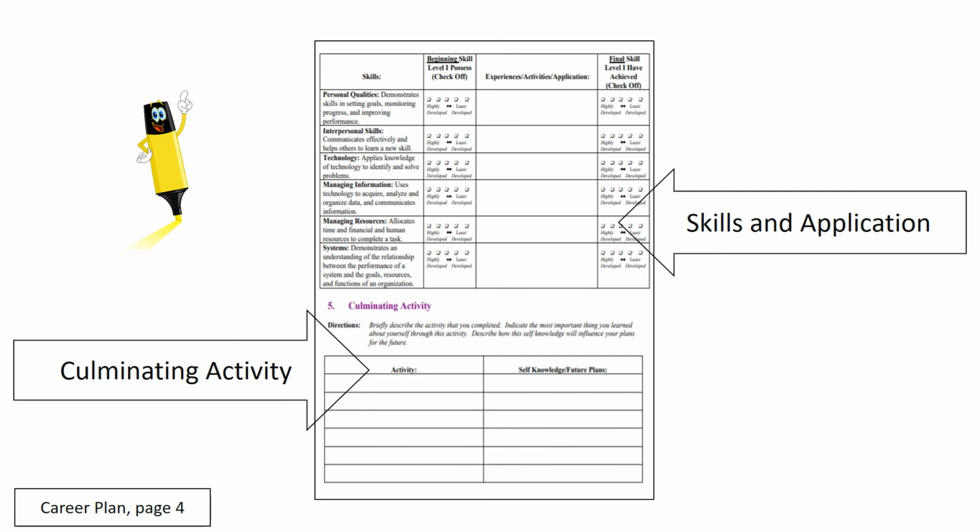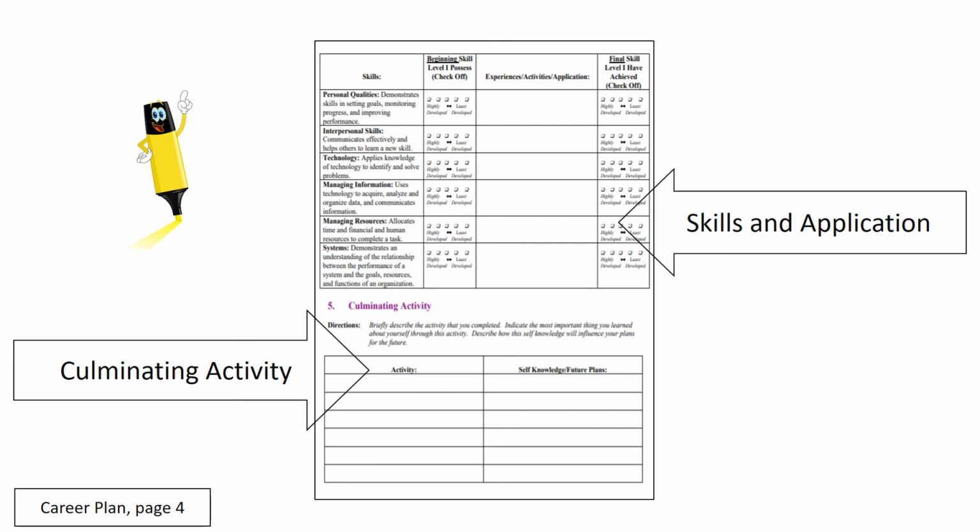And finally, let's take a look at number 5, the culminating activity. In this section, list an activity or activities that you completed. In the adjoining box, note what you discovered during the process and how this will impact your future plans.